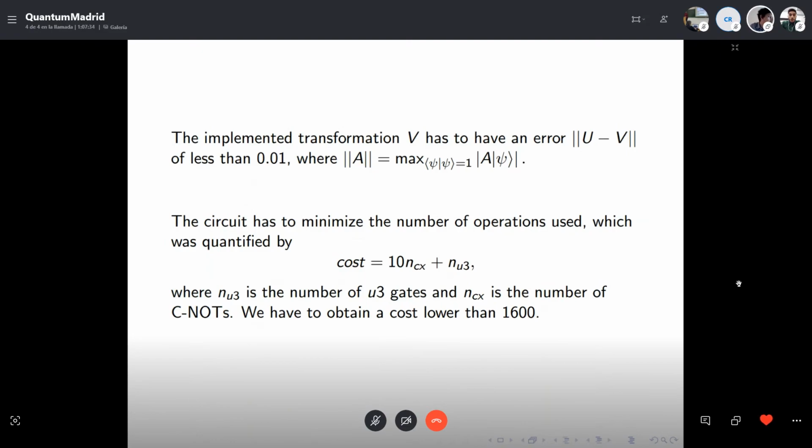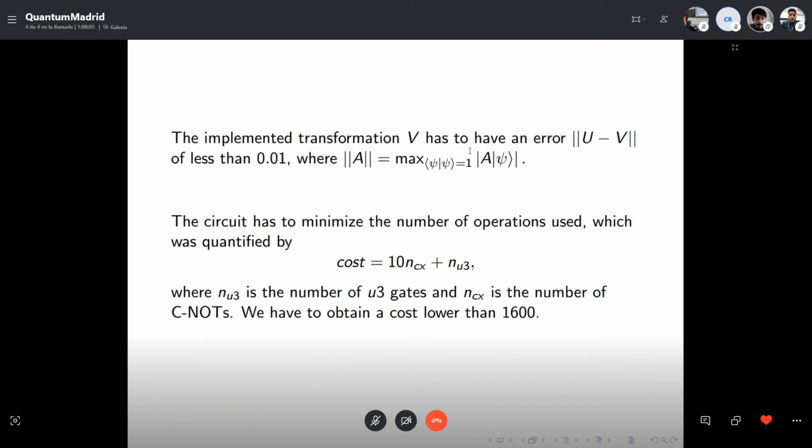To pass exercise 4, our solution has to satisfy 2 conditions. The first one is that the implementation has to have an error less than 0.01, where the error is defined by this distance. So it has to be an accurate implementation of the transformation. And the second condition is that the circuit has to minimize as much as possible the number of operations used.